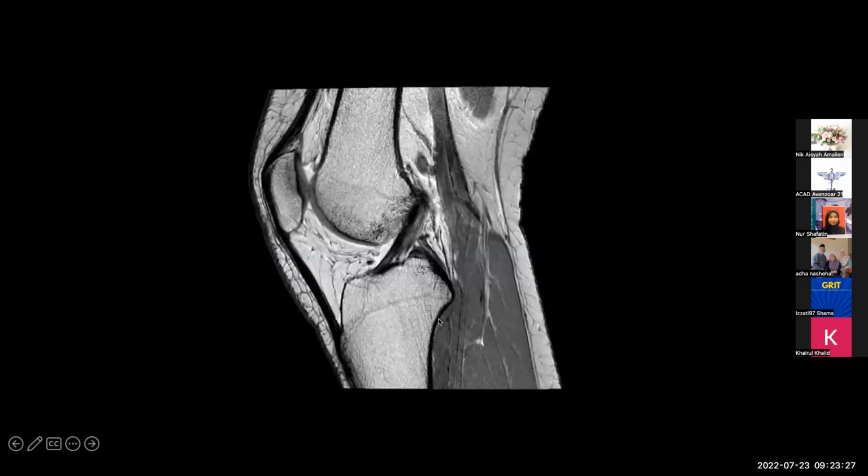This is an MRI, a sagittal cut of the knee. In the middle, the black part is the fibers, and you can see some whitish areas, a hyperintense signal, an increase in signal intensity in the ACL fibers. You can say there is some strain. This is an injured ACL, a partial tear.